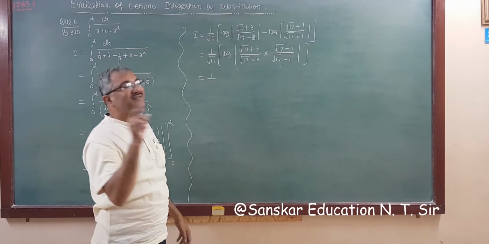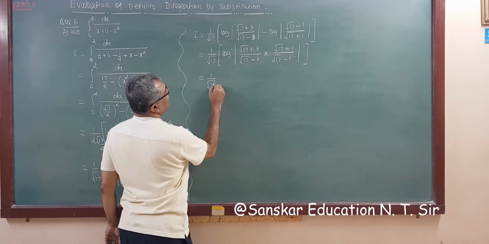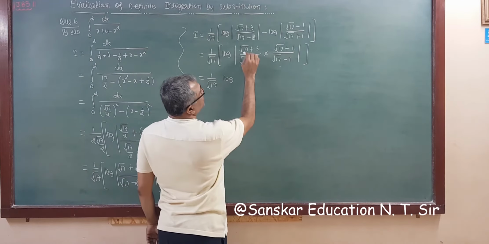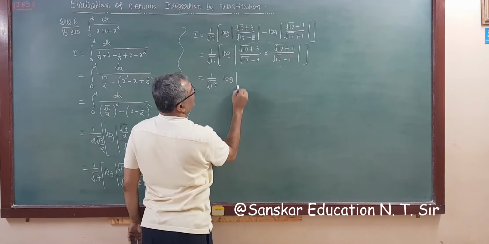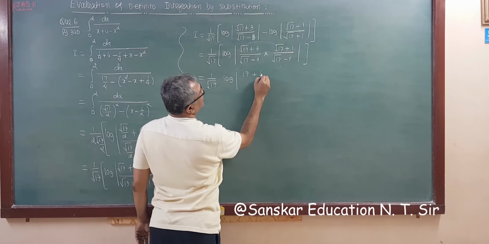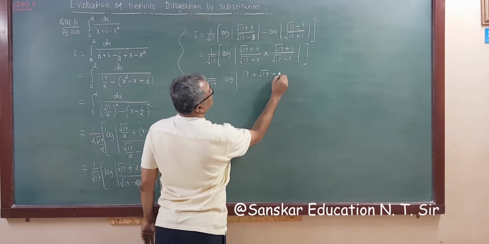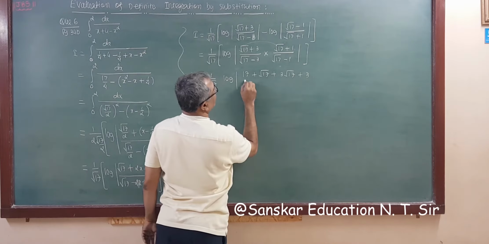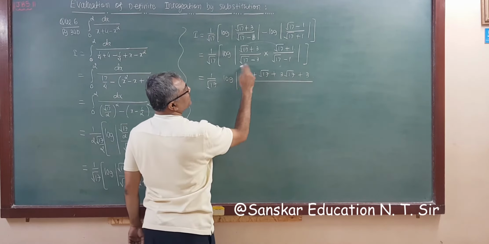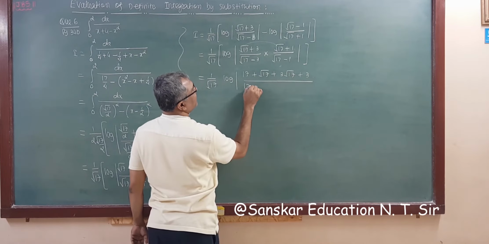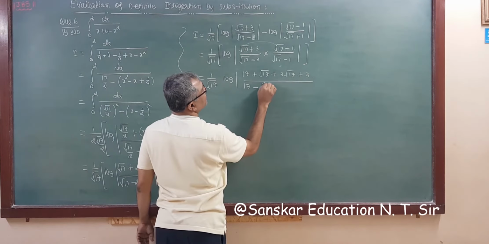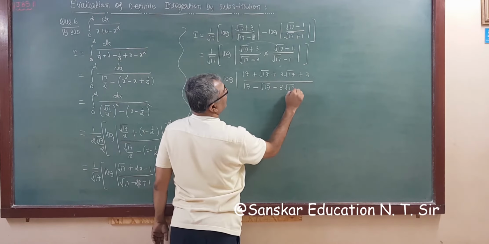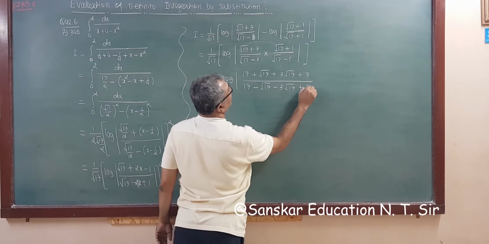Have to simplify, so we have to do that. Root 17, this is log, right? I am not writing brackets now. So multiplying this with this, what we get? 17 plus root 17 plus 3 root 17 plus 3, whole upon, multiplying this, root 17 is 17 minus root 17 minus 3 root 17 and minus plus 3.